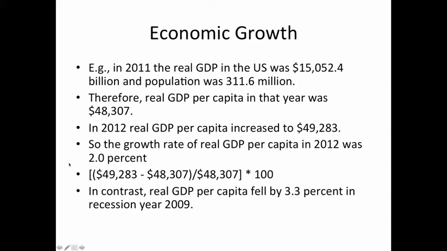So again, here we're making a calculation. Just take the change. So 2012 per capita GDP minus 2011 per capita GDP divided by, again, your starting point, 2011 per capita GDP, and times it by 100 to put it into percent terms. If you do that, you'll get a growth rate of real GDP per capita in 2012 of 2%.